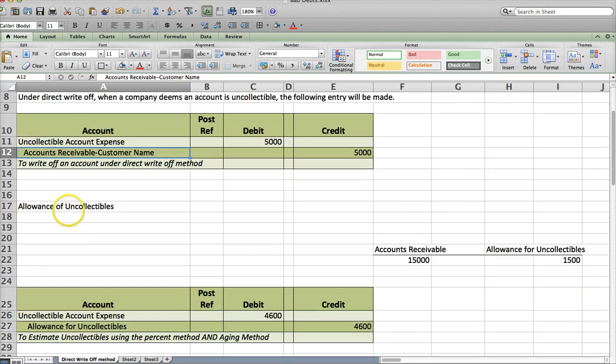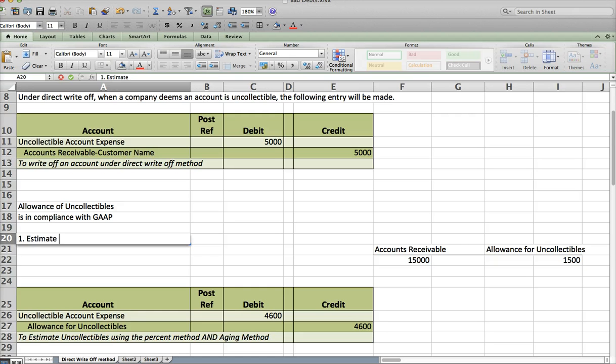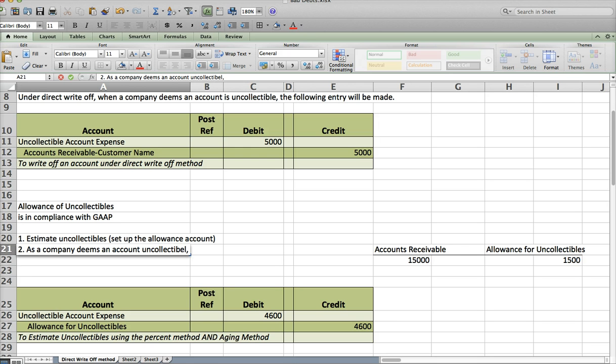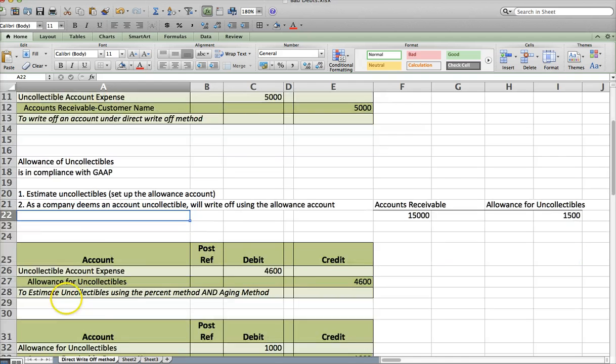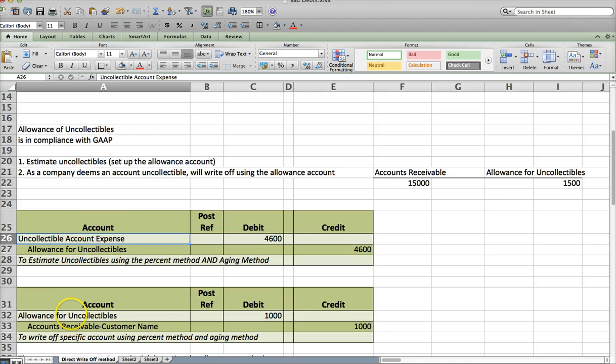The next method is the allowance of uncollectibles. This is GAAP. Step number 1 of this is to estimate uncollectibles. In other words, set up the allowance account. And then, as a company deems an account uncollectible, we'll write off using the allowance account. So again, this step right here is where we estimate. This is where we actually do the write-off.